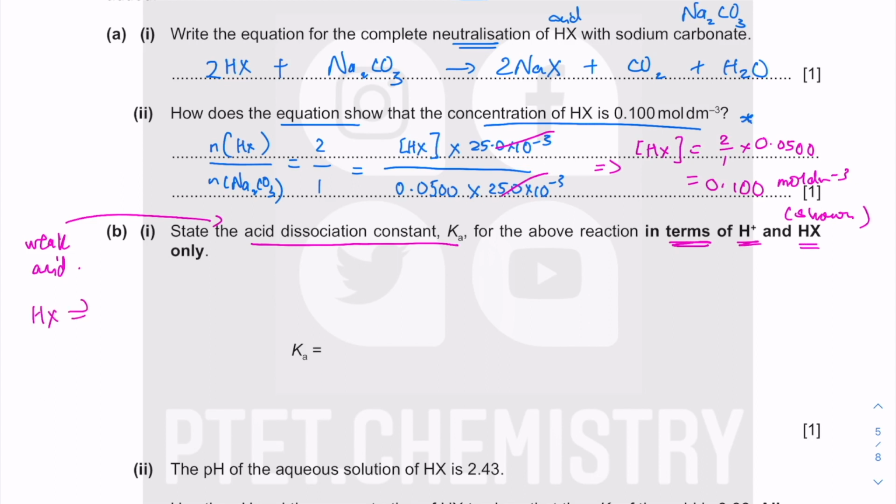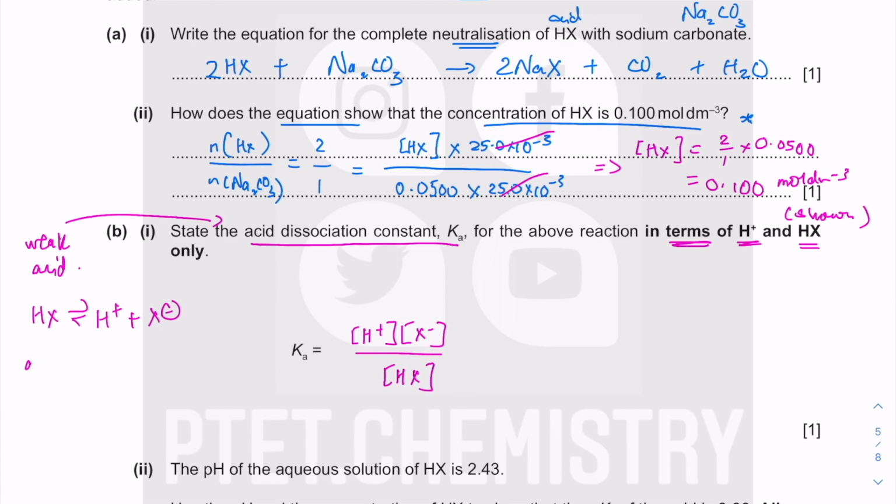So if I write it for a weak acid, I will use equilibrium to represent a weak acid, as indicated by the fact that we are doing a Ka. It must exist in equilibrium, that it only partially ionizes into H+ in solution. So Ka is going to be the concentration of H+ times X- over HX. But what are they asking for? They're asking in terms of H+, which I have, and HX, which I have, only. Oh, I have X-.